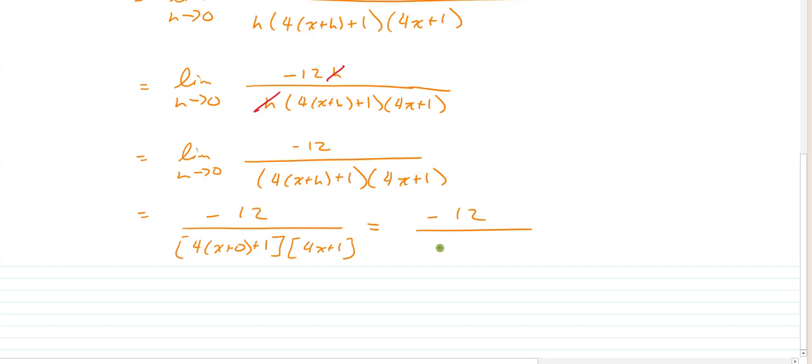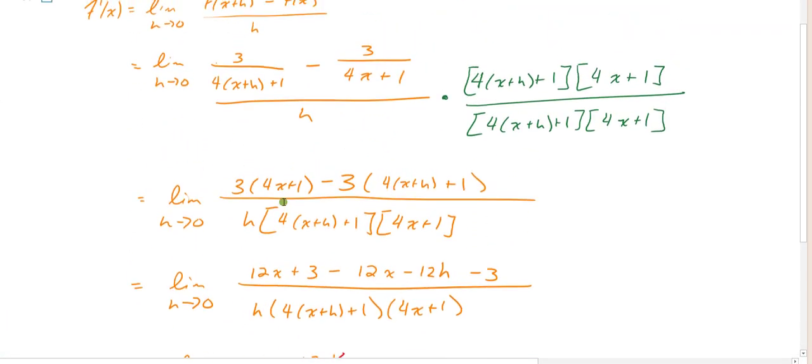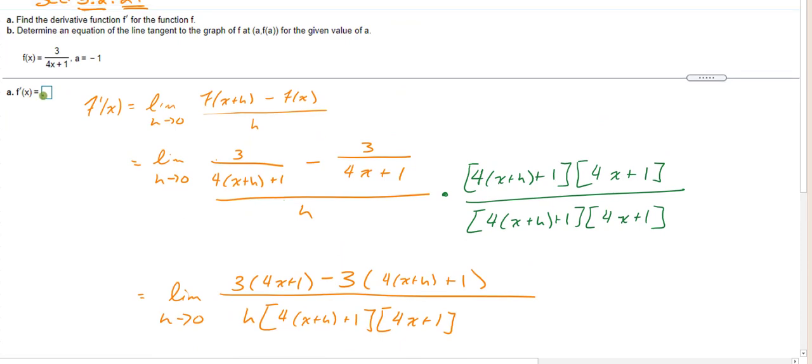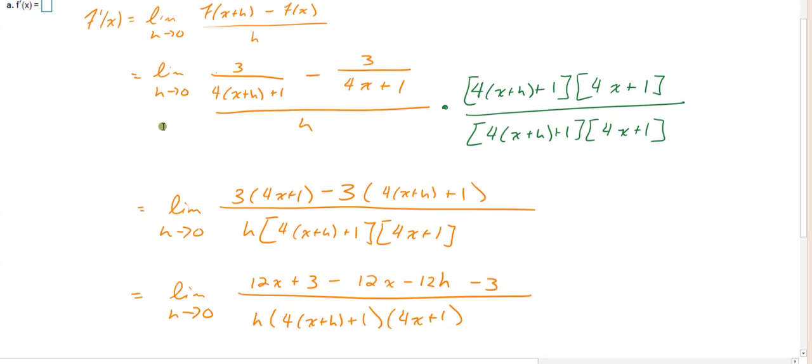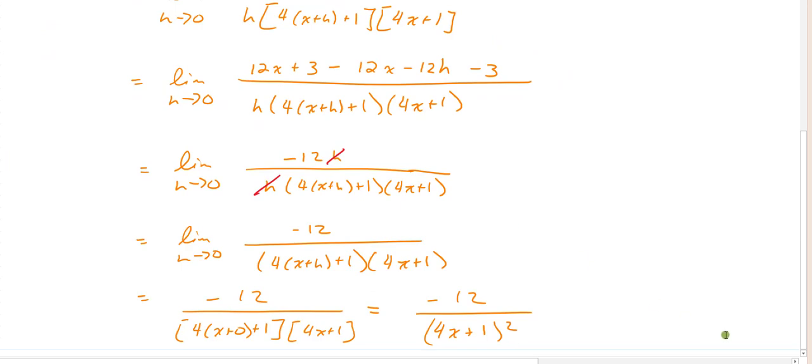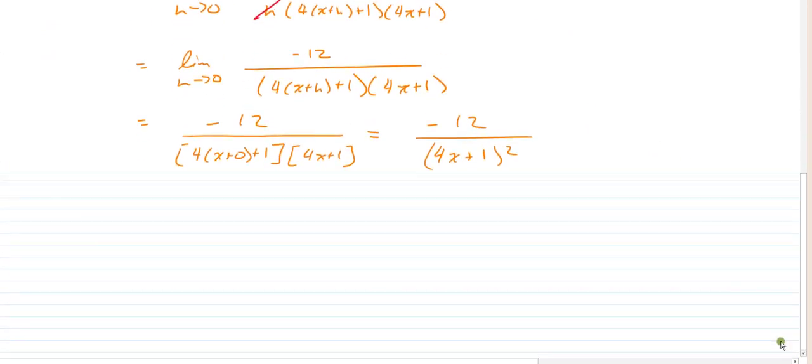Many ways you could leave the answer, folks. There's no correct way to leave it, I guess. But this is probably a nice simplified way to leave that answer. So I think now, at this point, we've answered part A, which was to find f prime of x. So again, what did we find? So our answer to part A is that f prime of x is equal to minus 12 all over 4x plus 1 quantity squared.